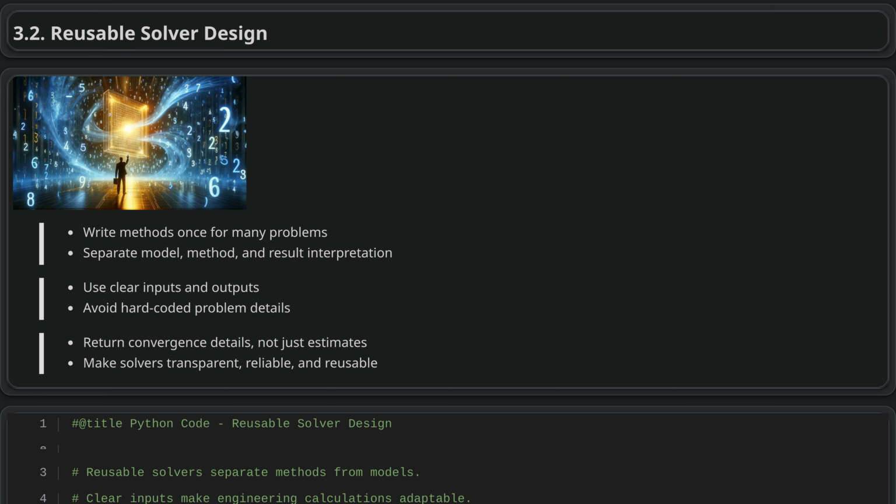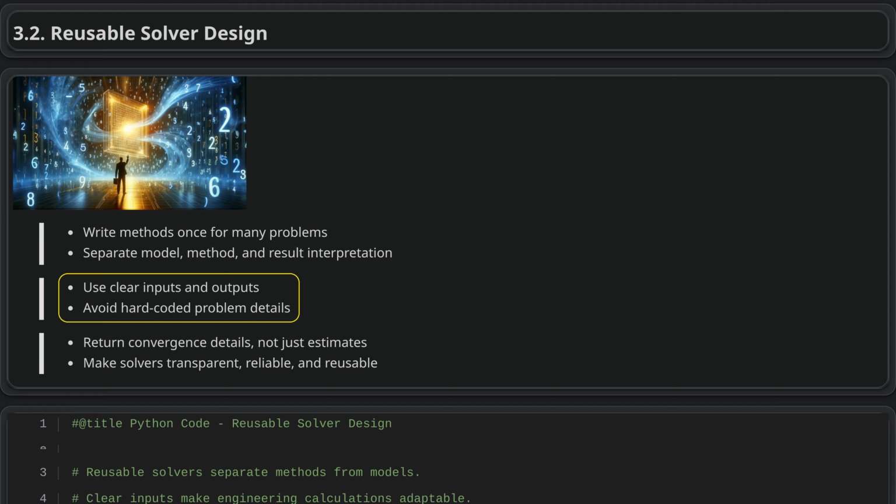Reusable solver design. Reusable solver design means building a numerical method that works across many engineering problems with only minor changes. A good solver accepts the needed data, carries out the calculations internally, and returns results in a consistent way. Because different problems often share the same computational patterns, this lets engineers separate the mathematical model, the numerical method, and the interpretation of results.